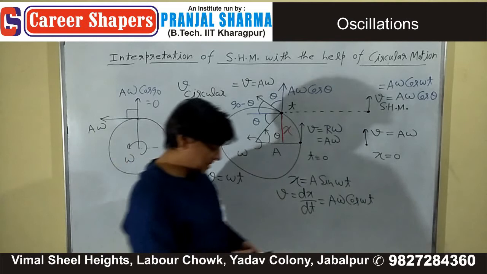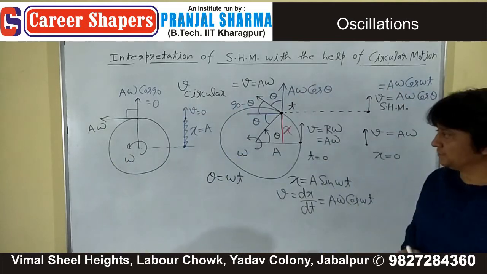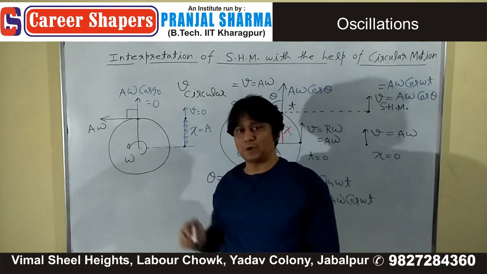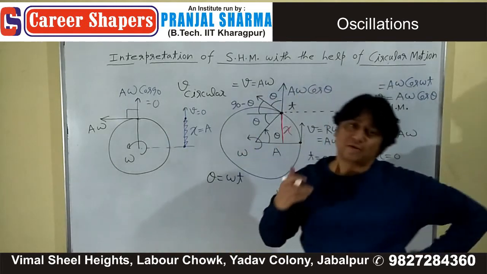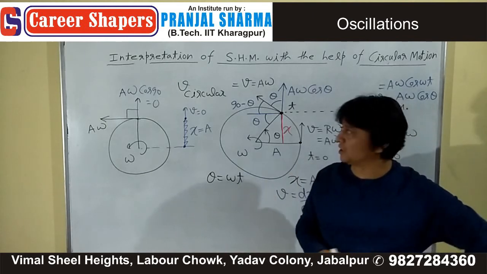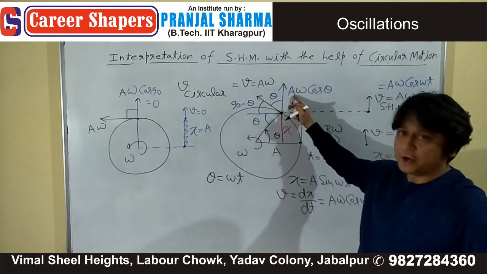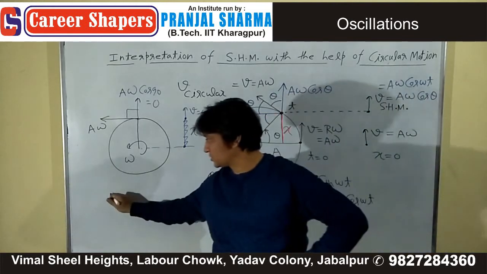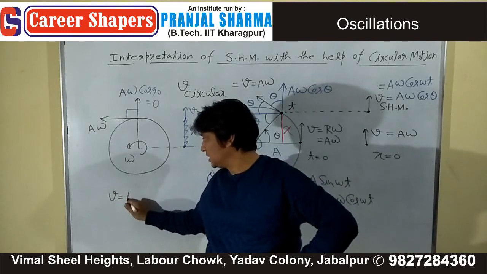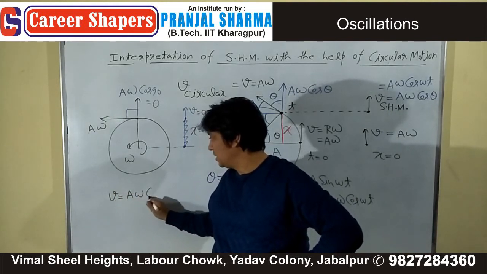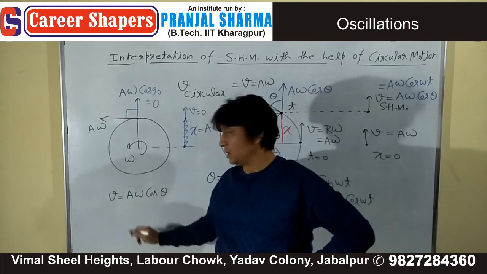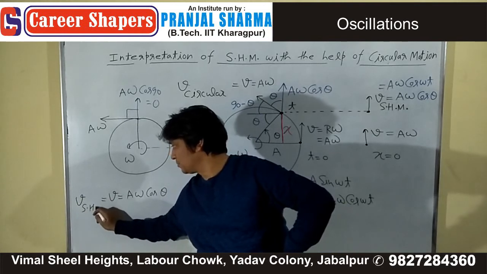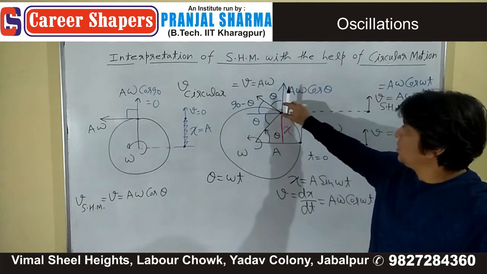You can also see the other result of V. That other result of V was omega times root over A square minus x square, and we obtained this result with the help of integration. Now look here. What is velocity during simple harmonic motion? It's coming A omega cos theta. This is V, remember, for simple harmonic motion, which is A omega cos theta.